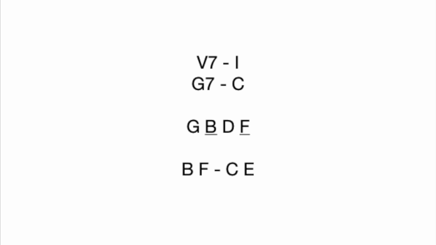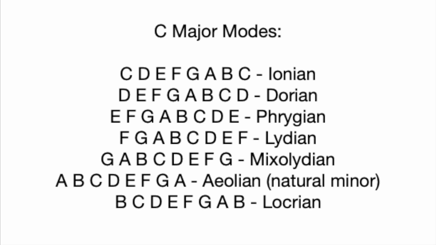With seventh chords covered, let's talk about the modes. The modes are scales which are created by starting and ending on various degrees of a parent scale, in this case, the major scale. The modes in C major would be as follows. C to C is of course the major scale, but its modal name is Ionian.